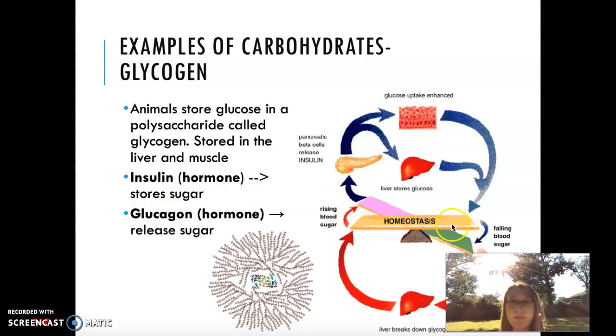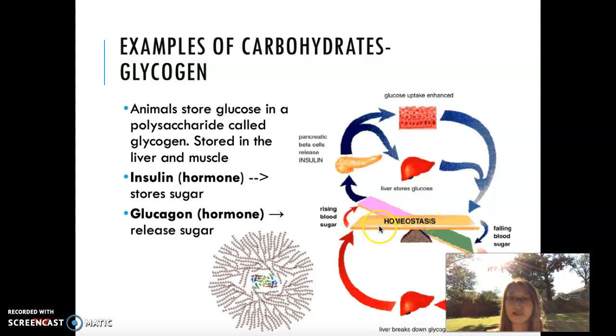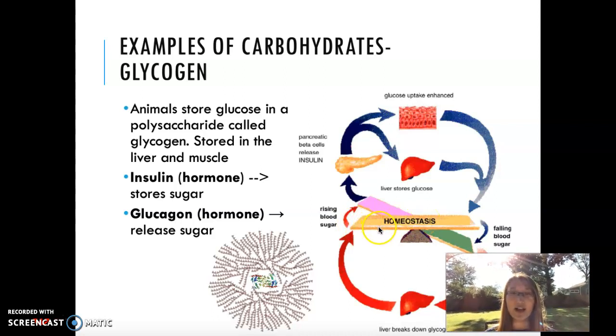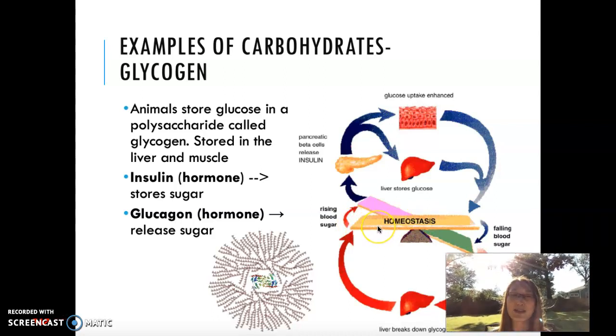Okay, on the right side, you see this little line over here, that's homeostasis. Homeostasis is a constant, stable environment that you want to maintain in a lot of cases, right? For our body, we want to maintain our body temperature, your blood sugar, your blood pressure, the amount of water in your body. All of those are maintained at a certain level, so we call that homeostasis.